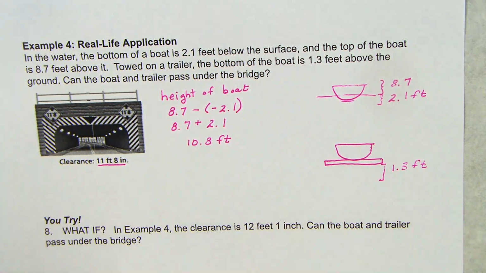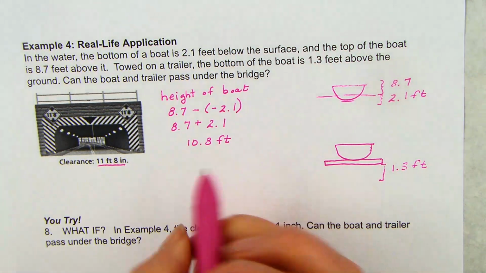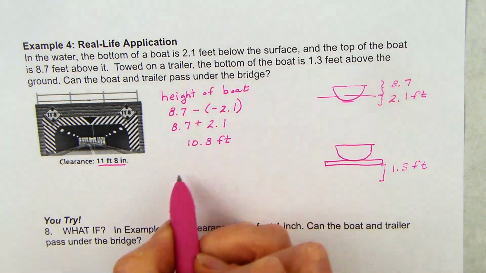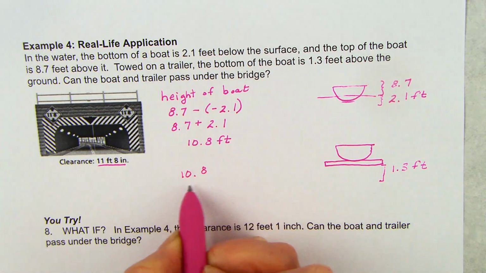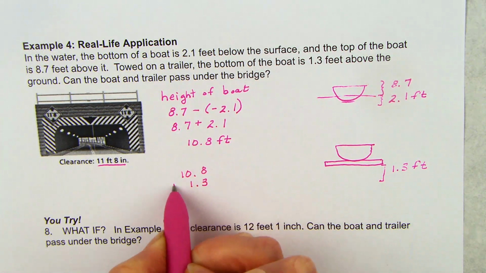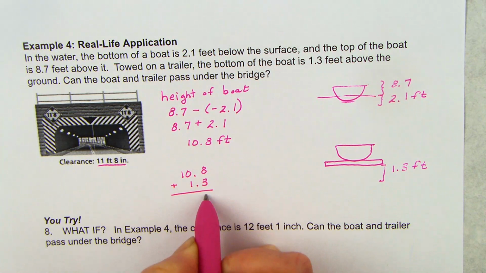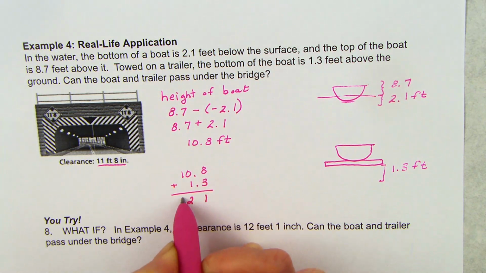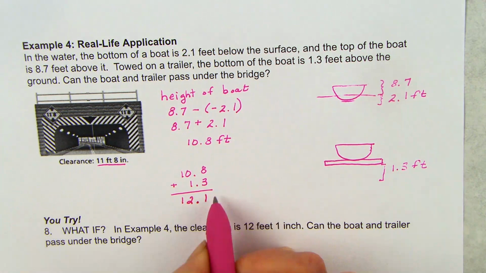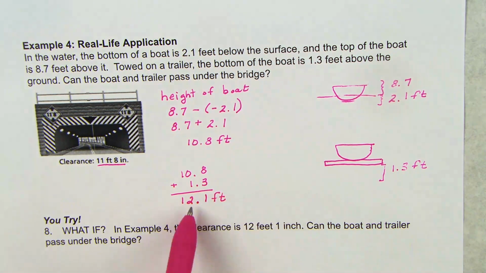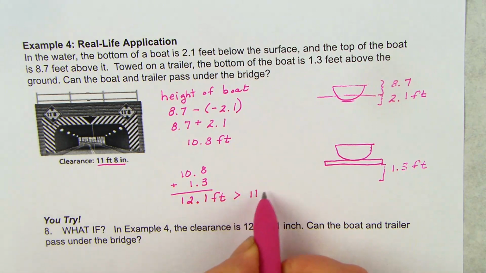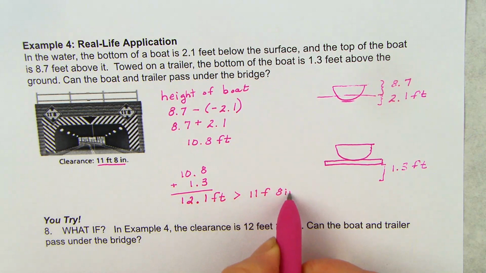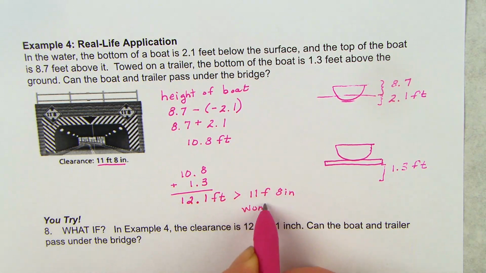All right. And then I want to find the height of the boat and the height of the trailer. And these are both positive numbers, so I can do 10.8 and 1.3, line up my decimals, 8, 9, 10, 11, 2, 1. And it's 12.1 feet. And since 12.1 is greater than 11 feet, 8 inches, it won't fit.